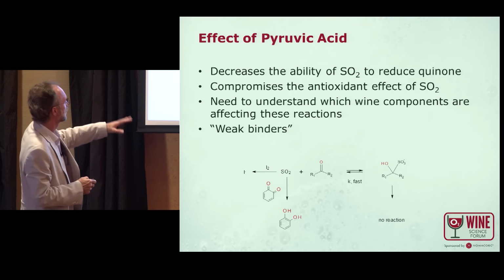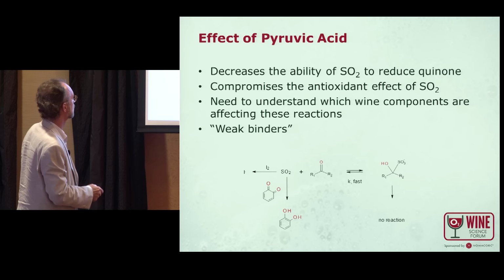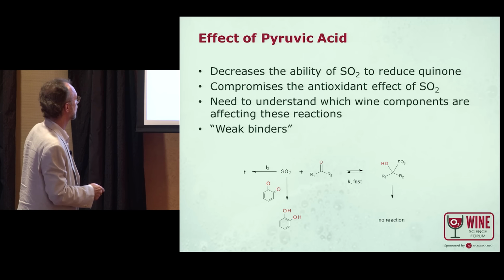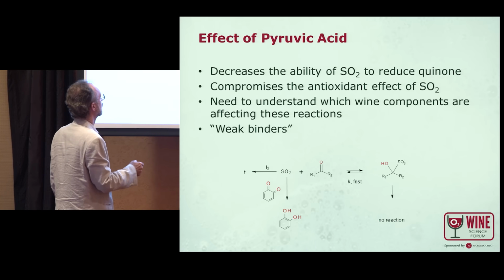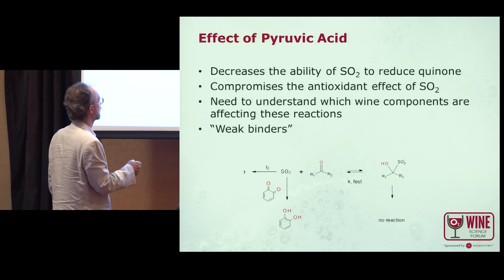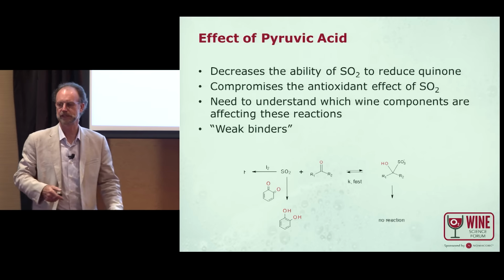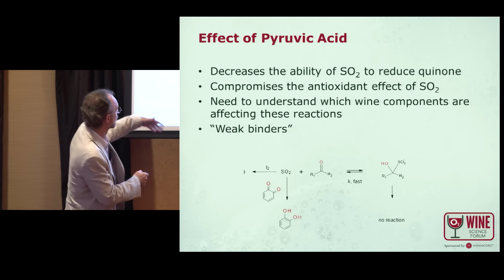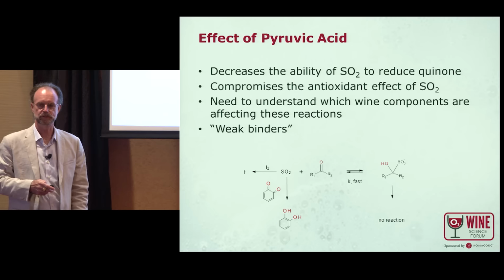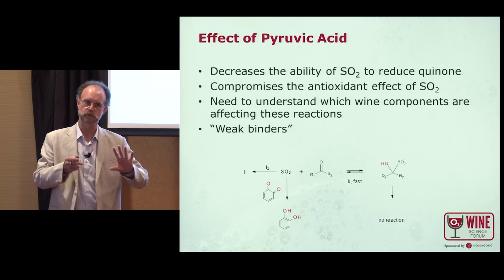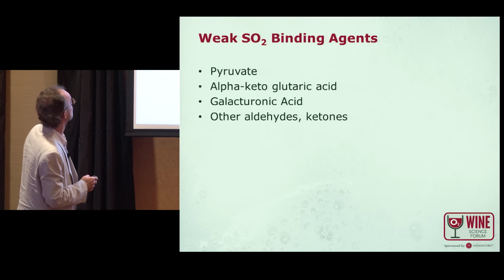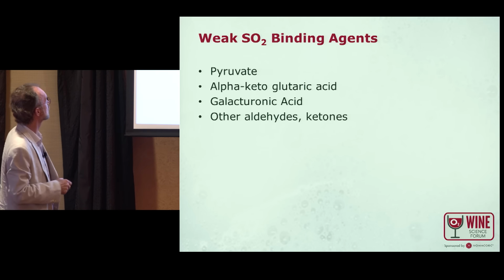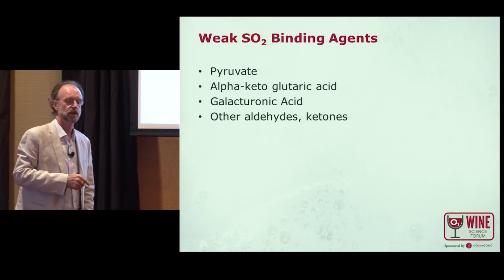Okay, so this just explains in diagrams what I just said. This is a little model of pyruvic acid, and with SO2 around, it forms a bound type. And if that's not there, then we have SO2 available as an antioxidant, so it'll do things like convert quinones back to the phenols. So it's effective when it's a free molecule, but if it's bound with pyruvate or something, it doesn't work as well. And so these are some of the weak SO2 binding agents.